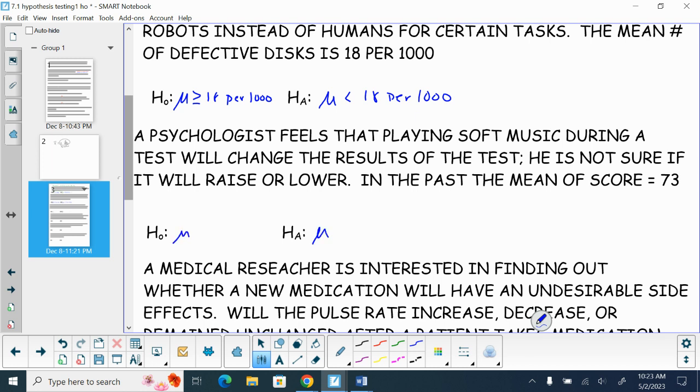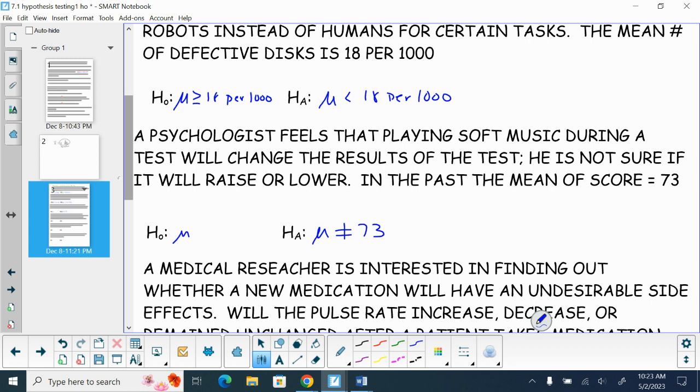So we're looking once again for mu, the population mean. Now, how do we deal with this? Not sure if it's going to be greater than or less than. It's not going to increase or decrease. He just says it's going to change. What do you think we should do with the alternate hypothesis here then? Not equal to. It's just going to be not equal to. I'm not sure which direction it's going to go.